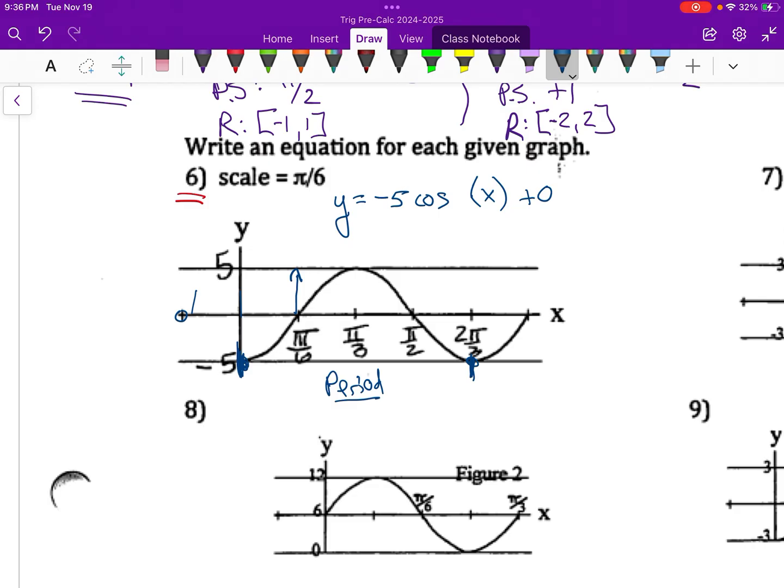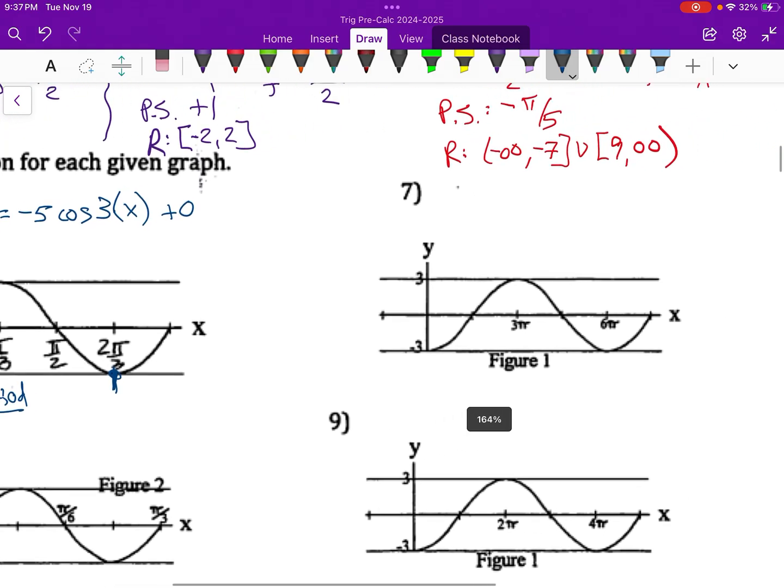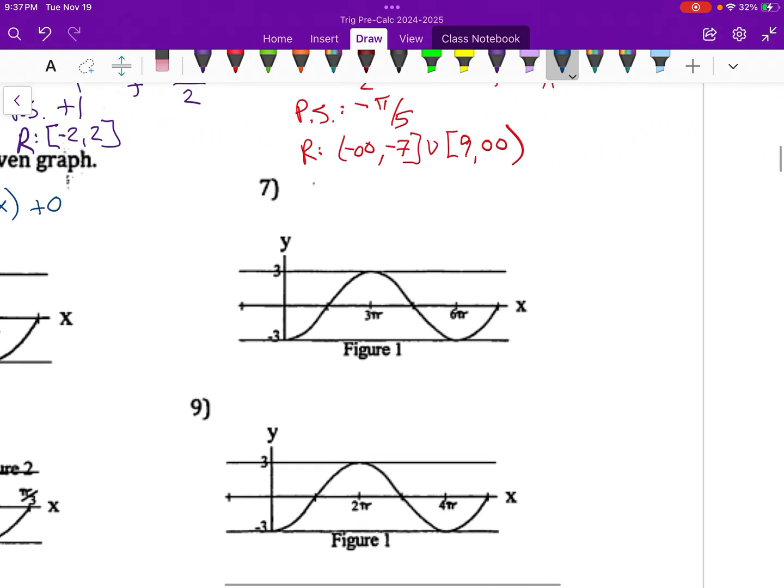So the big key here is to find B. And that's the part that most people struggle with. You want to take the B formula, the 2 pi divided by B, and you want to set it to the length of the period that you're seeing in your picture. In this case, you would cross multiply, but this one's pretty easy in noting that B would turn out to be 3, and there'd be your formula. Okay, so pay attention to those little tiny bits of detail.